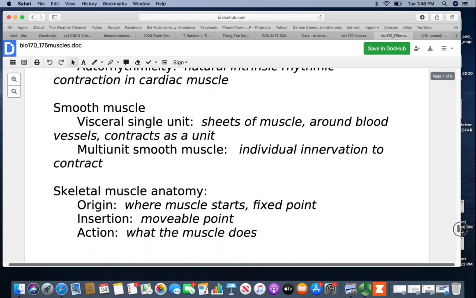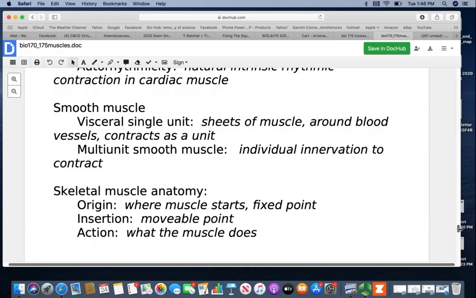For smooth muscle, we have visceral single unit and multi-unit smooth muscle. With visceral single unit, it's sheets of muscle. This is what you're going to have around blood vessels, and it will contract as a unit. This is a good thing around blood vessels because if you just had a single area contract, it would be like putting a piece of elastic around a balloon. It's going to bulge on either side, and that's going to be really dangerous for the blood vessels.